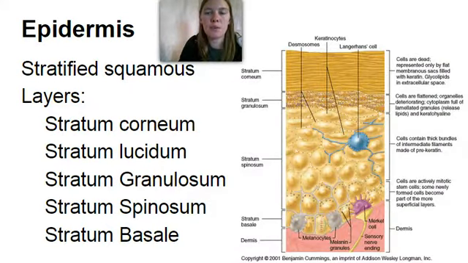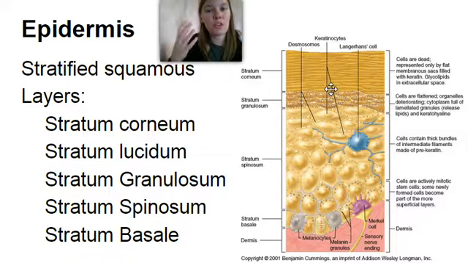So as I said before, the epidermis is made up of many layers of stratified squamous cells. So we have several different layers here, and I'm just going to highlight a few of them right now. If we start at the top here, we have the stratum corneum. This is actually made up of dead cell layers. So there's about 20 or 30 layers that are all dead layers.